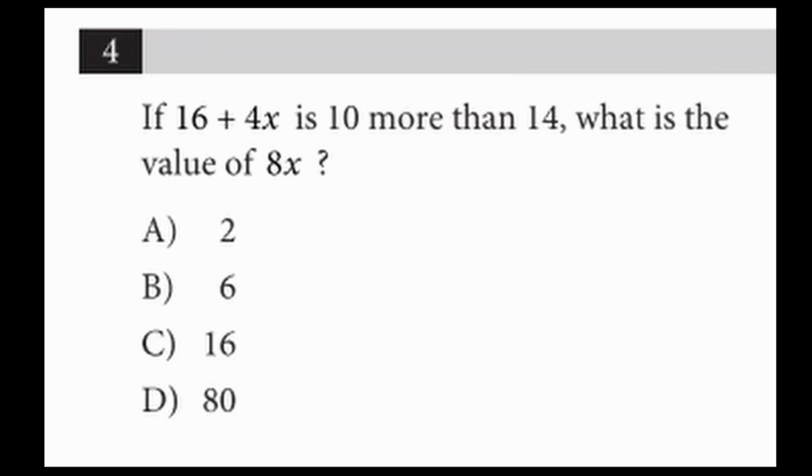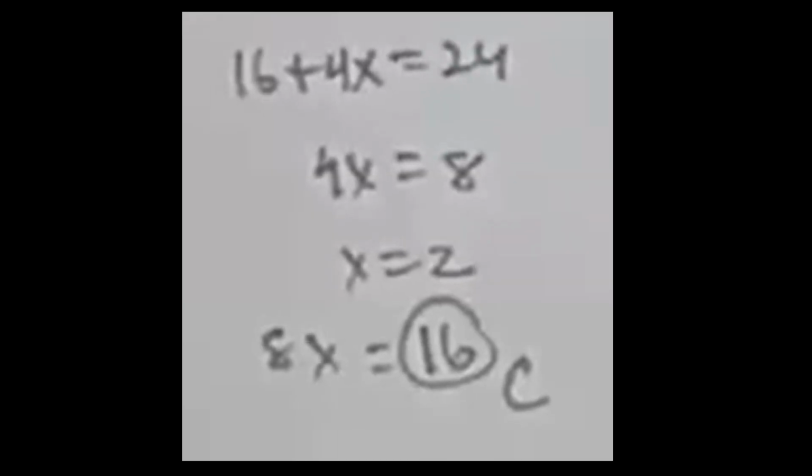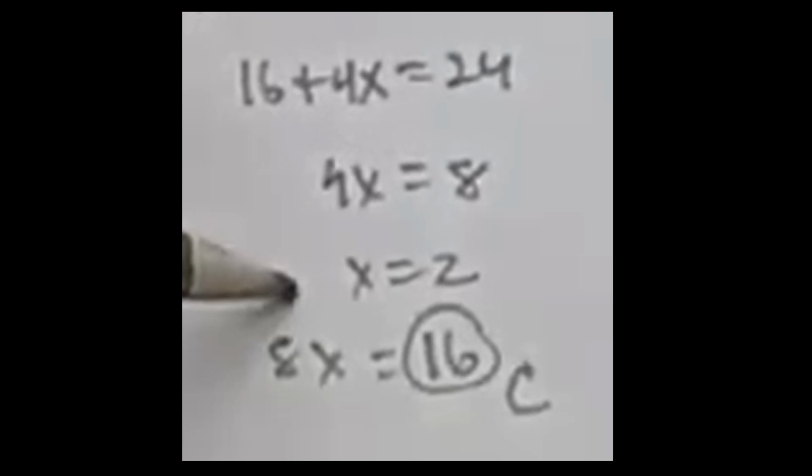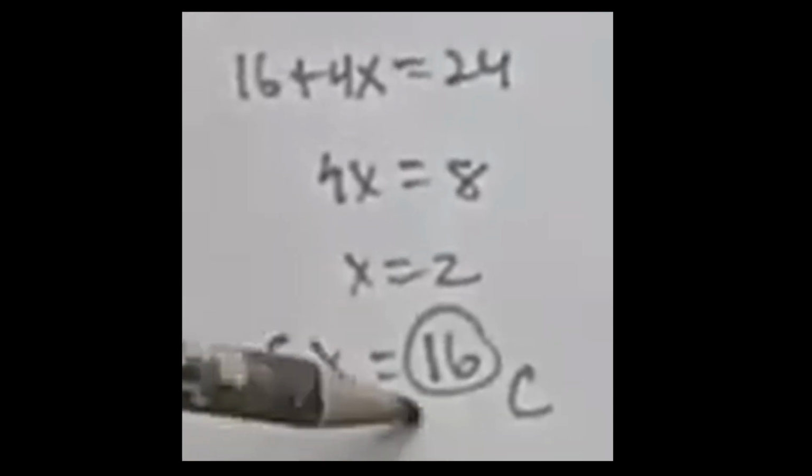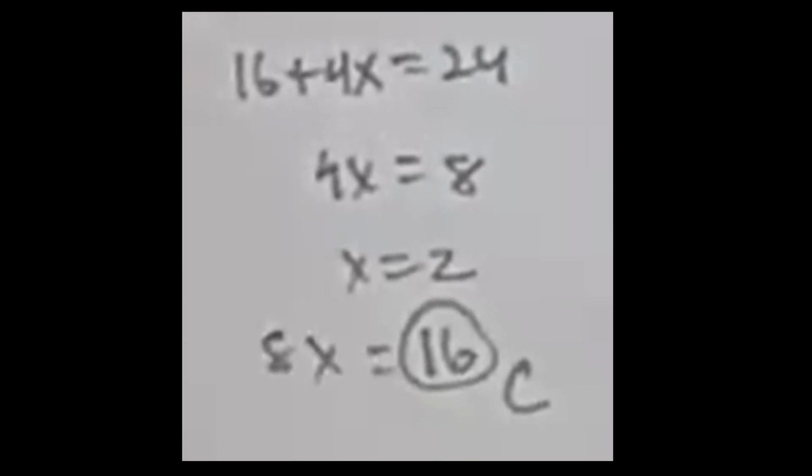So number 4, I would write it out real quick. Even though it's kind of simple, I'll still write it out real quick. And so here's what I have. If 16 plus 4x is 10 more than 14, what is the value of 8x? Well, 16 plus 4x is 10 more than 14. So 16 plus 4x is 24. I would solve this real quick like this. Find that x equals 2. And then it asks, what is the value of 8x? 8 times 2, 16. C is your answer with a high level of certainty.